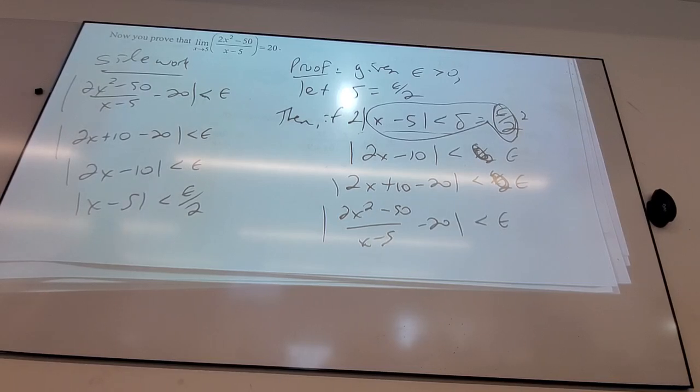Okay. That's the part that feels like you're cheating. But you're not cheating because you did a lot of work to get there. So the proof doesn't have anything to do with the side work. The side work is us constructing the delta that makes it work.